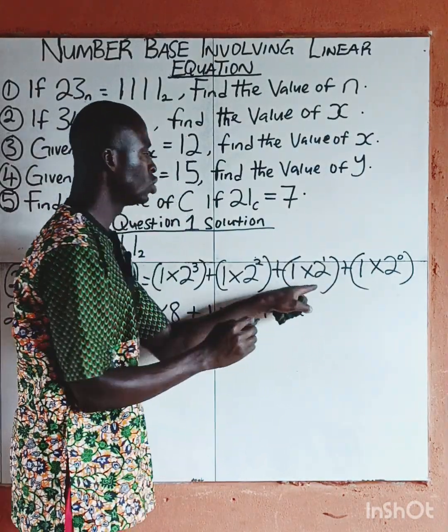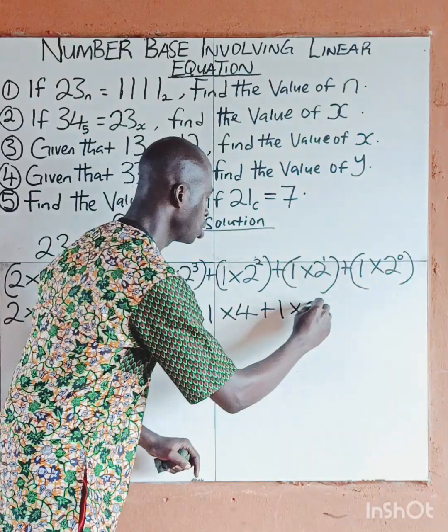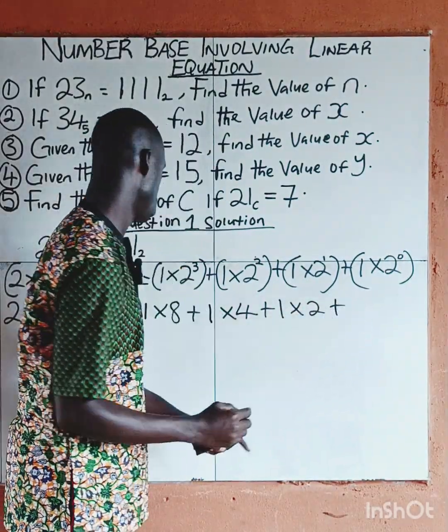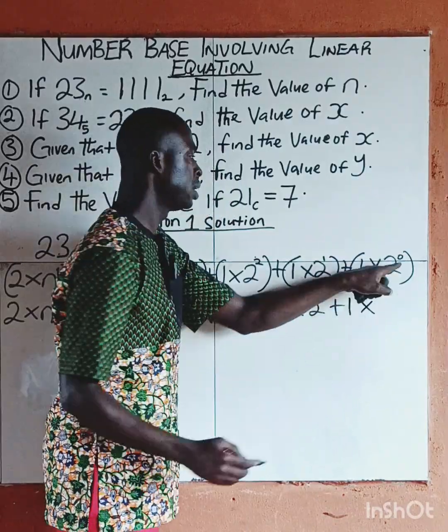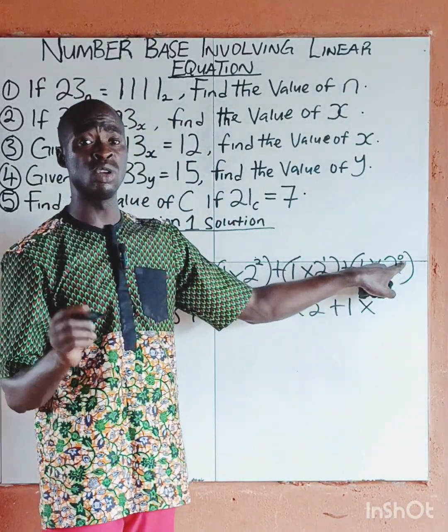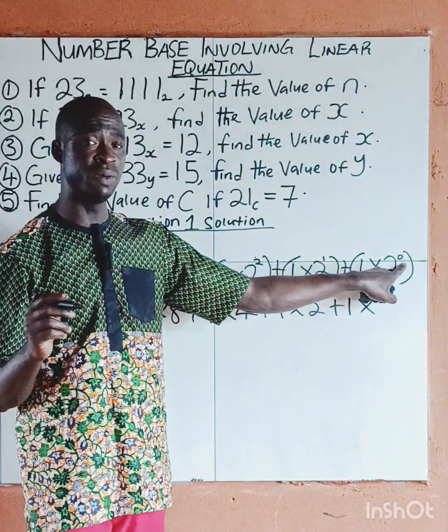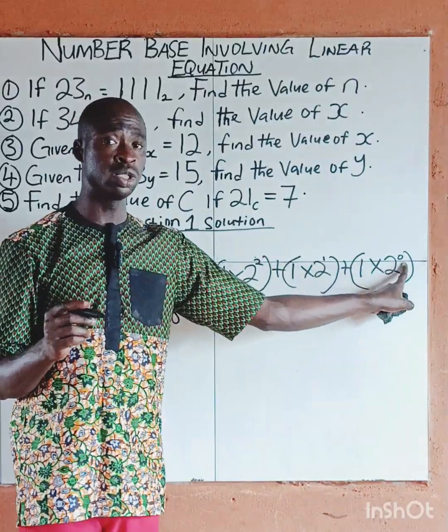1 multiplied by 2 raised to the power of 1 will give us 2. Plus, what am I having here? 1 multiplied by, now in mathematics, like I earlier said, anything raised to the power of 0 is always 1. So look at this place. 2 raised to the power of 0 will give us what?